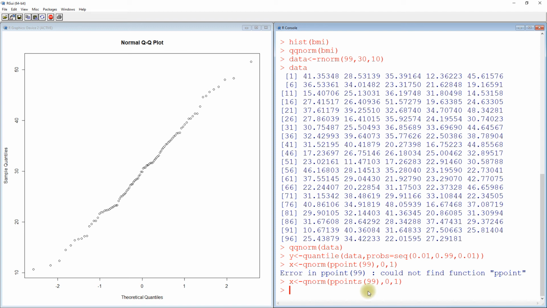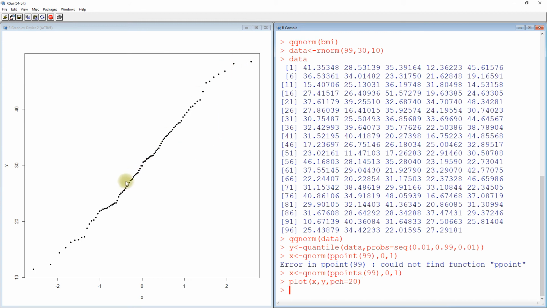So what I do then, I plot the x against the y, and I just put the point character as 20 to make it a little bit neater. I'll press enter, and you will see that you will roughly get the same thing as you would have had here. Here we go. You get the same thing that you had earlier. But that is quite logical because you are doing the same thing as qqnorm here. What this function has done is basically what you have done here, in those two steps.